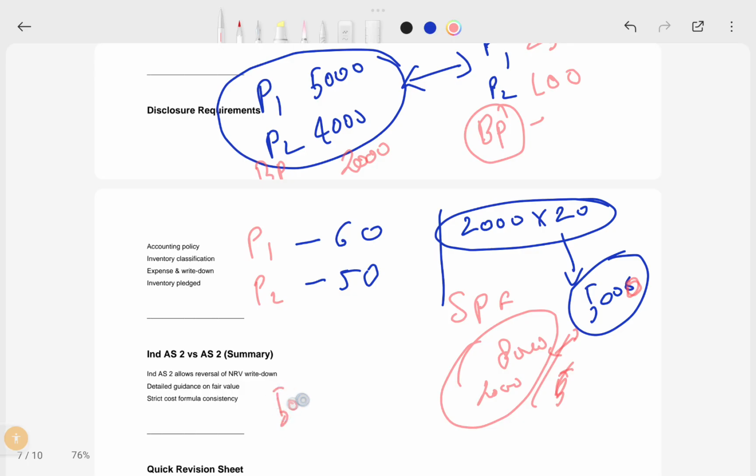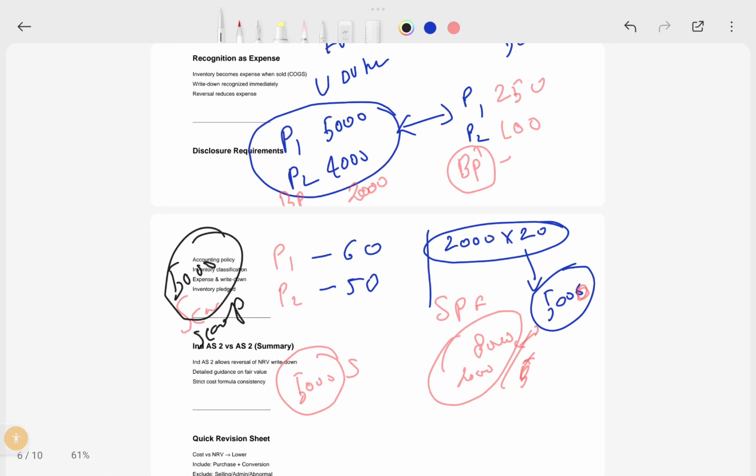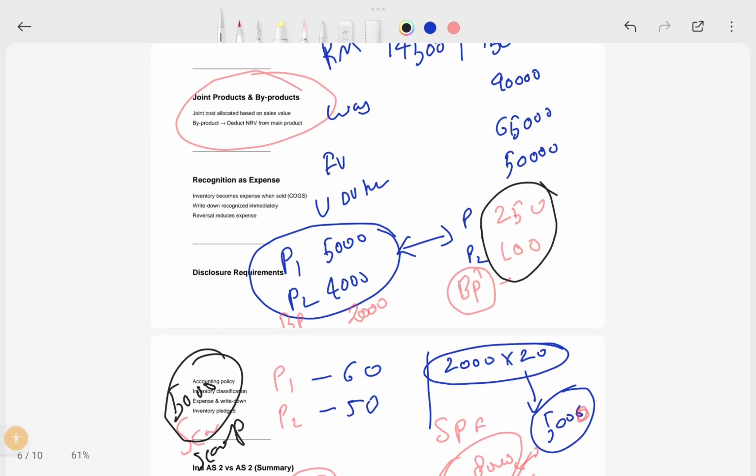Then 5,000 rupees was realized from the sale of scrap. After this product, there would be some scrap also, which they sold for 5,000. Some scrap was also sold in the market. So now you have to calculate the inventory at the year end for these two items, for 250 and 200 items. So this is how the question is framed.